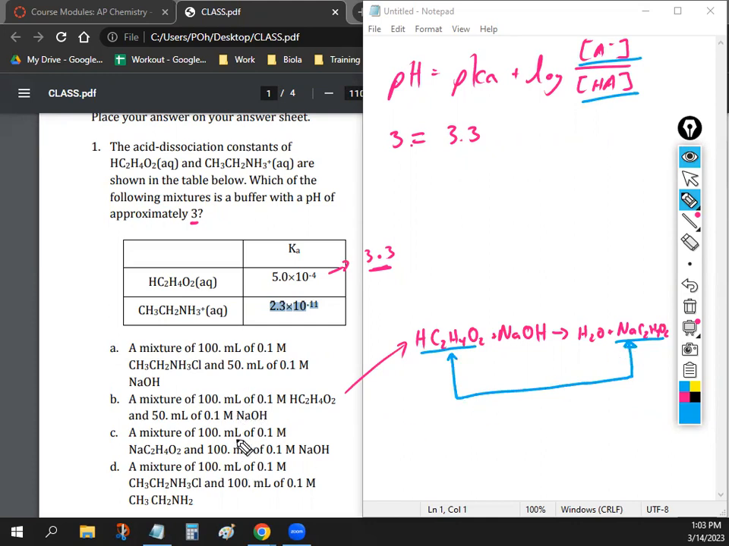These other ones don't work. 100, 100, they'll cancel each other out. So you won't have any acid remaining. Does that make sense? Yeah. So the pKa was to identify this equivalence right here, that they need to cancel each other out. Okay.